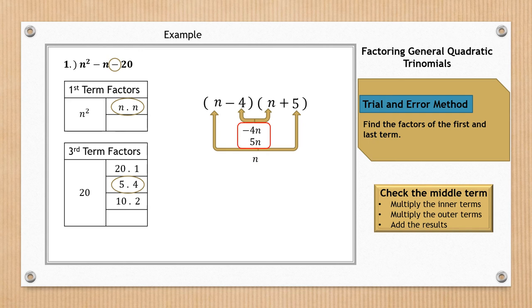So, that is n. Negative 4 plus 5n, unlike sign. So, you subtract, and get the sign of the greater value. So, that makes it equal to n. So, check. Sa given, negative n. So, meaning, since hindi sila the same, hindi yan tama yung factors na nakuha natin.